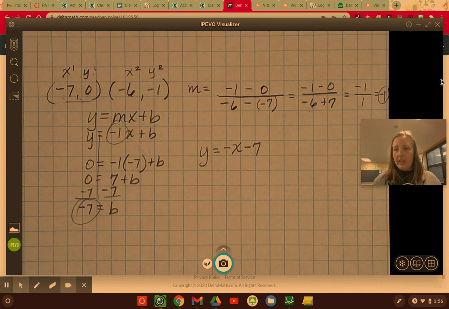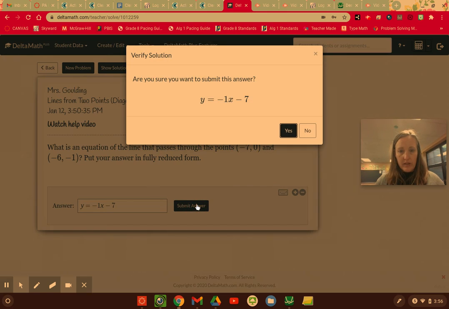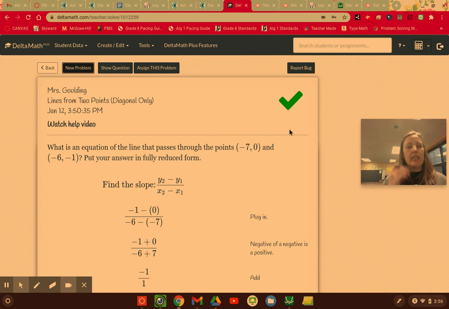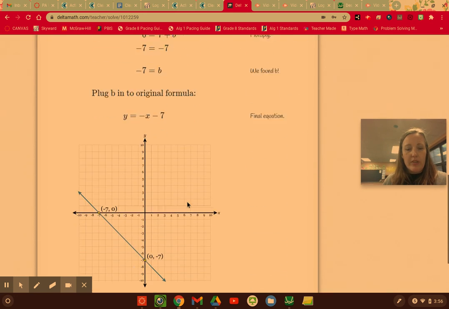So I'm going to go back here into my assignment and put that there. Let's see. Y equals negative x minus 7. By the way, if you put negative 1x, it'll still count it right. Let's submit that. Are you sure? Yeah, I'm sure. Okay, so you'll get your check mark, and it'll go through the process that we just went through to show you an example of how to do it.